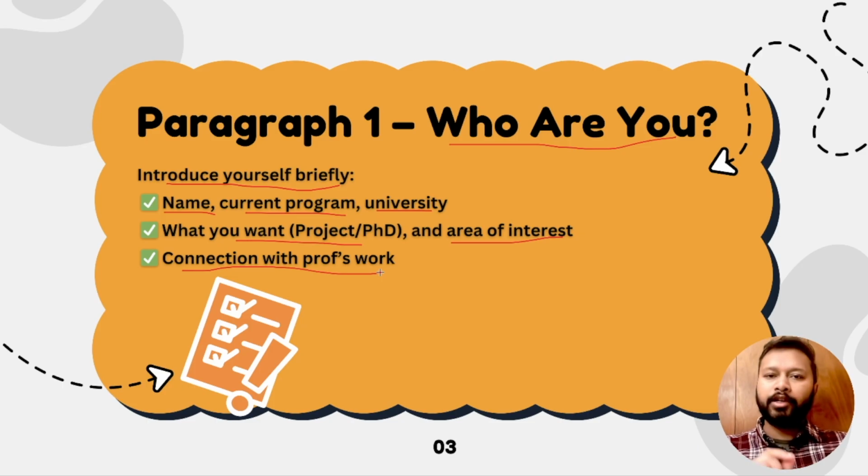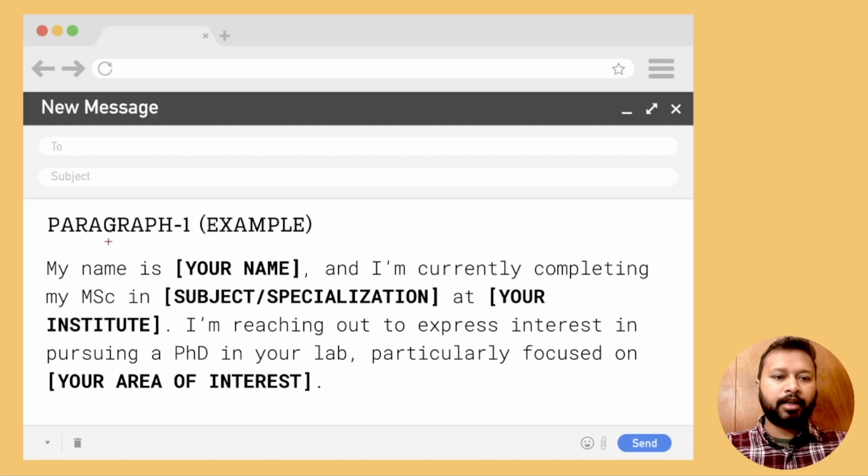This third point you can either skip, because we will be doing that in the next paragraph as well, but if it is possible, try to do that. I'll give you an example. This is a template for that. You can write: "Dear Professor so and so, my name is your name and I'm currently completing my MSc in your subject or specialization." For example, if you are completing your MSc in organic chemistry, you can write, "I am currently completing my MSc in organic chemistry."